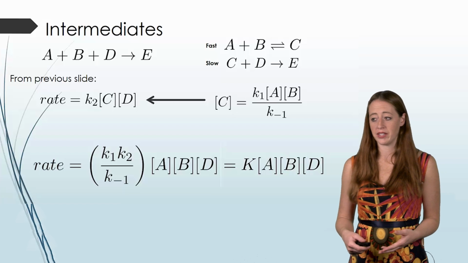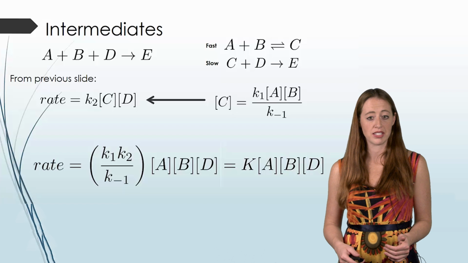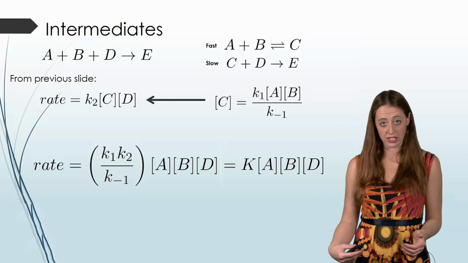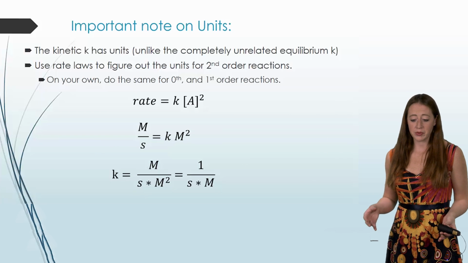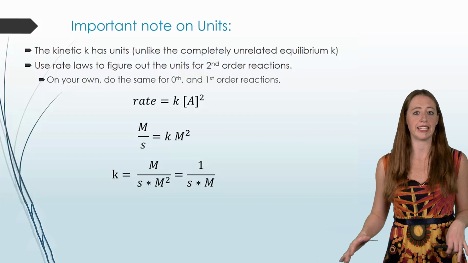So while we're doing all this, I need to talk about units, and I decided to just put it at the end of this video so that we get a chance to talk about it here before we start actually calculating numbers for K. So when we look at our K, we need to remember that this is the kinetic K. The kinetic K has units, very unlike the equilibrium K.